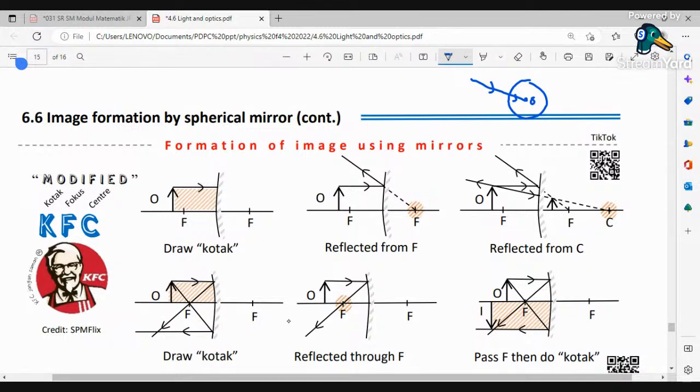Reflect back along the same path. There is no change in the path of travel, but the direction is reversed. So you get this reflected ray.